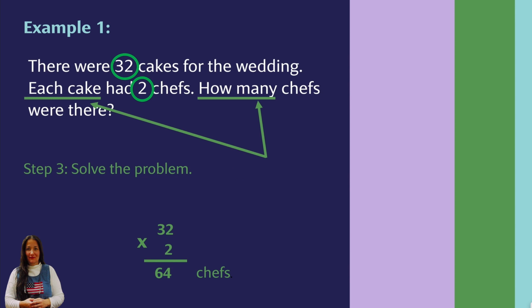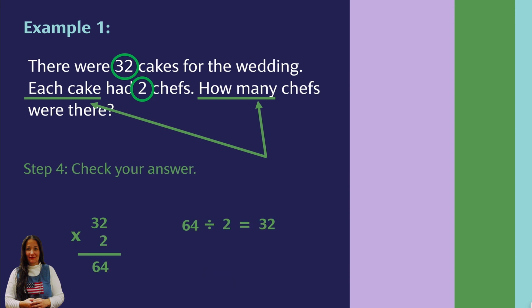Step 3. Solve the problem. 32 times 2 equals 64 chefs. Step 4. Check your answer. 32 times 2 equals 64. 64 divided by 2 equals 32.